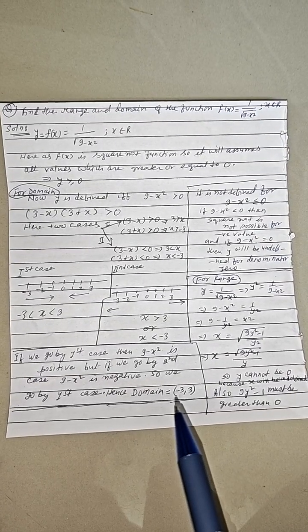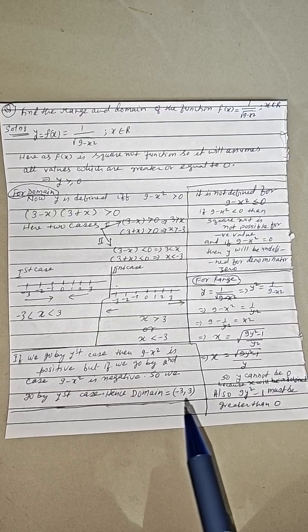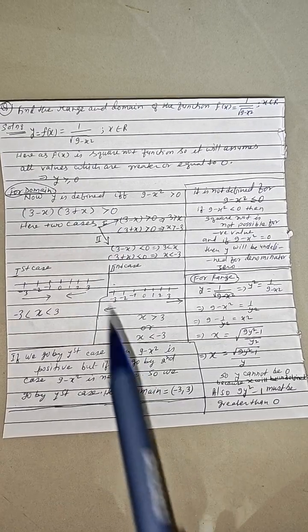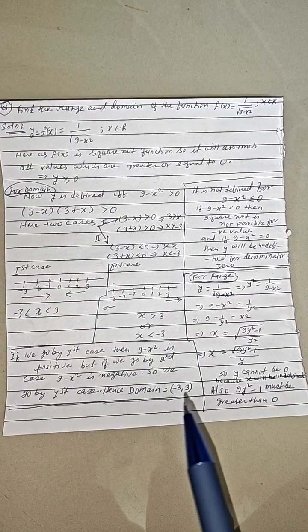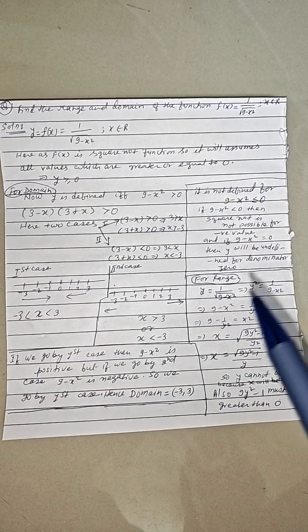This is an open interval, because minus 3 and 3 are not included; the moment they are included, this function will become undefined. So I have written circular brackets for minus 3 and 3. This is the domain part. Now come to the range part.